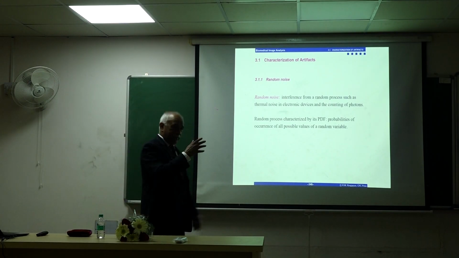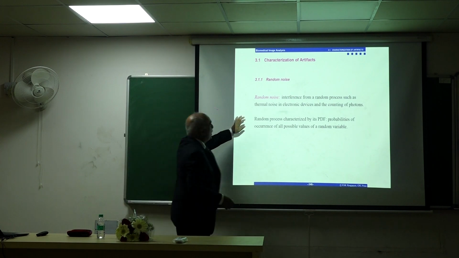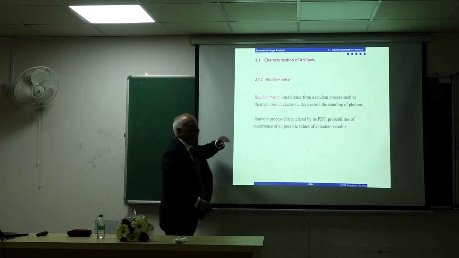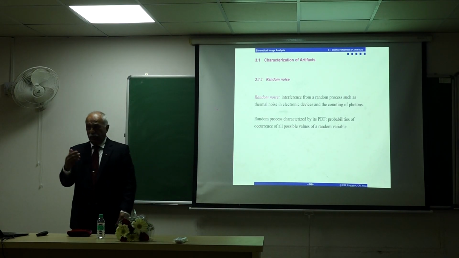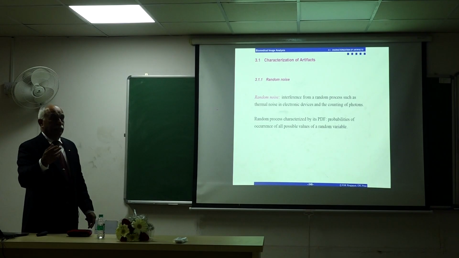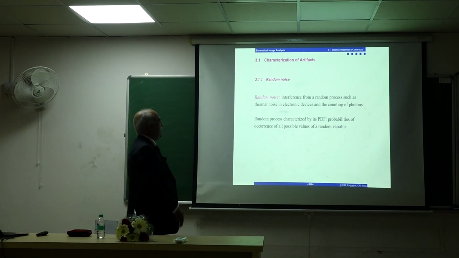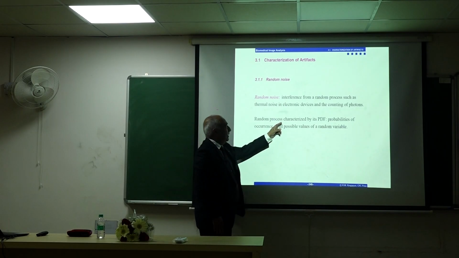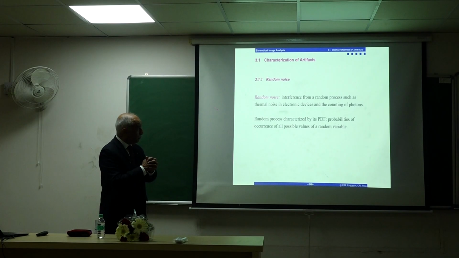Random noise is present always. Interference from a random process such as thermal noise in electronic devices, CCDs, and counting of photons, X-ray photons or gamma ray photons. The emission process is random, the counting process is random. So everything is random. And you characterize random processes by their PDFs.